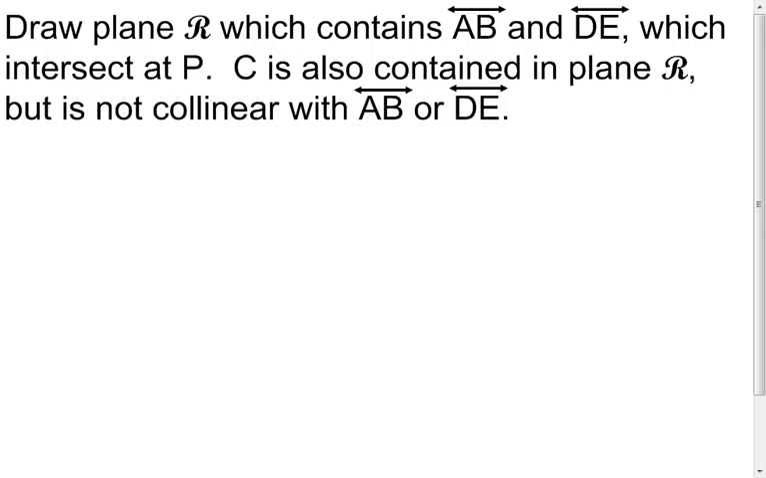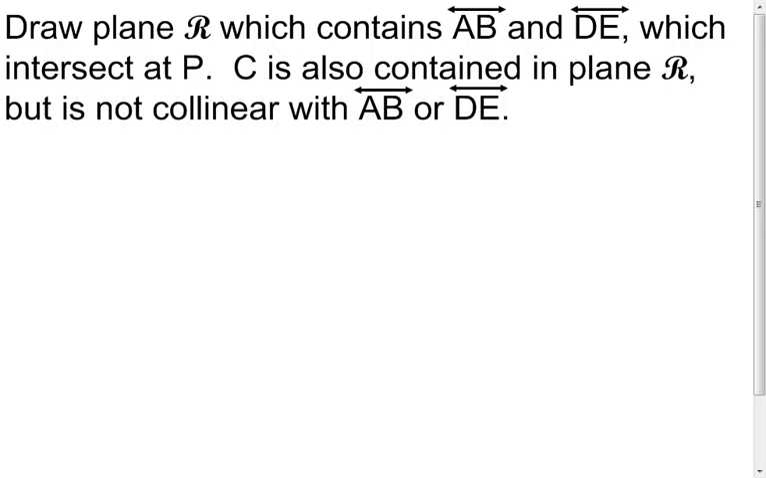Now, as I read through here, it wants us to draw a plane, R, which contains line AB and line DE, which intersect at point P. C is also contained in plane R, but is not collinear with line AB or line DE. Now, when you first read that, it sounds like there's a lot going on. So what I want to do is break this down into smaller pieces.